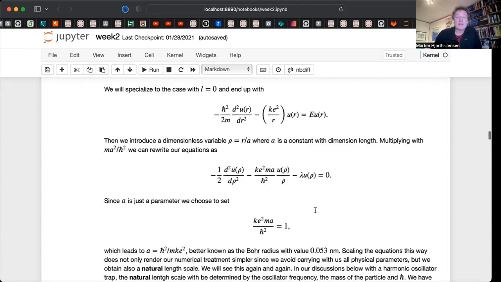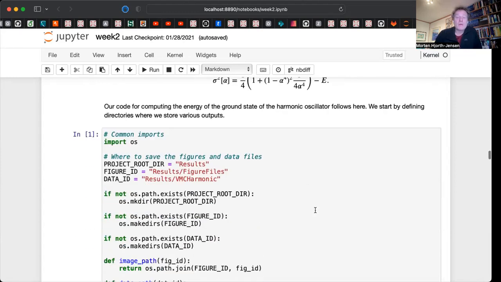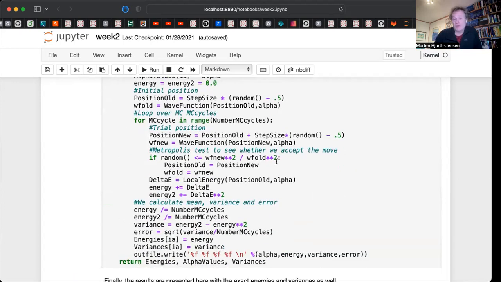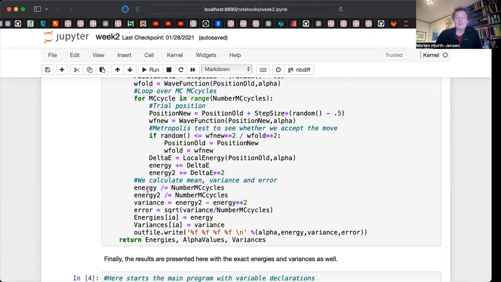Now, this means that when we set this up, in the Metropolis algorithm we have a ratio between probabilities. And the old position is now given by the new position if the move is accepted. We update the old wave function with a new one. We calculate the local energy, calculate its contribution to the expectation value of the energy, which would be added even if we didn't accept the move. And then we calculate the energy squared. And then we have the energy, we divide by the number of cycles.